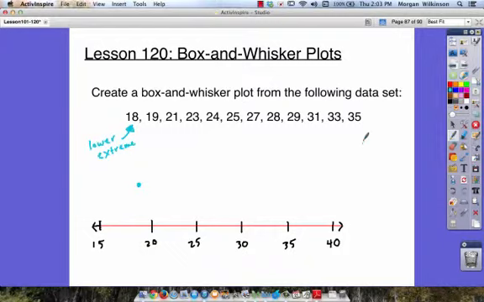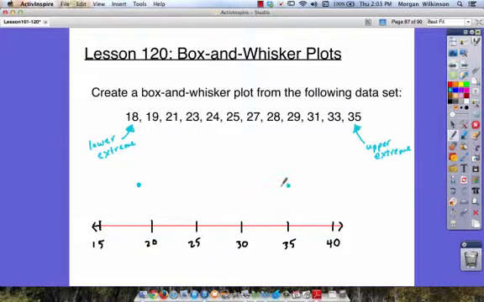Then we need to find our upper extreme. So our upper extreme is the biggest number that we have. That's 35. So we take our upper extreme, 35, and we plot it on the number line as well. That's going to be our bigger whisker, or our whisker for the largest number.